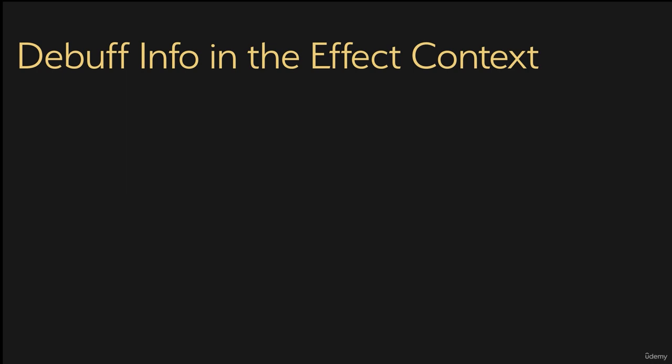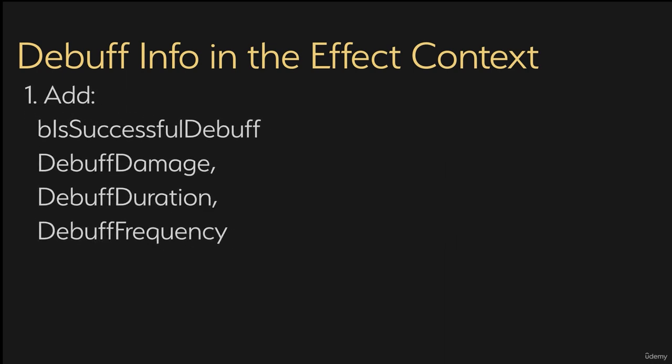So for your quest, I'd like you to add some variables to the effect context. We want to know whether or not it was a successful debuff by the time we hit the attribute set. So add a boolean for a successful debuff, call it b is successful debuff, and add some floats as well. We need to send the debuff damage, as well as the debuff duration and the debuff frequency. Now, if you'd like a bonus, see if you can send the damage type as well. So add that to the effect context if you want an extra challenge.